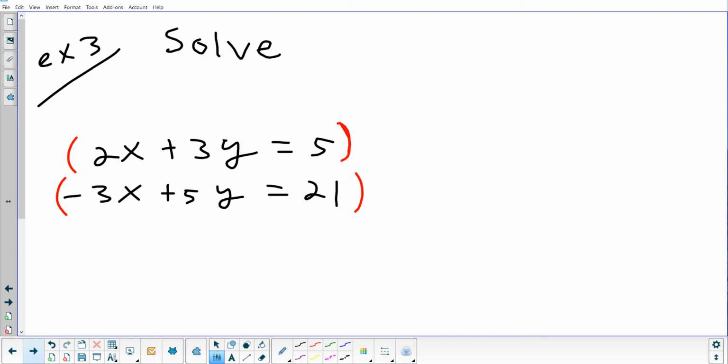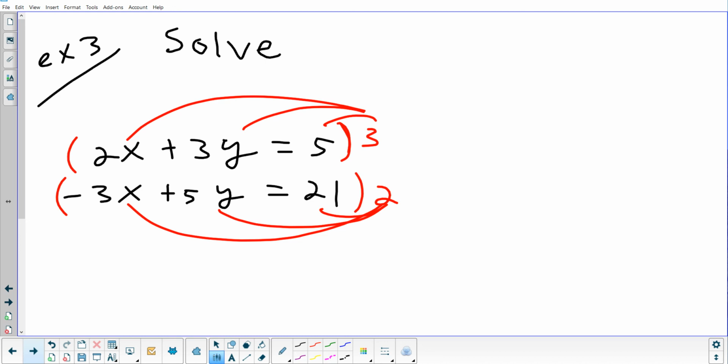3. And so now we've made the top equation a 6 in front of x. So you want the bottom equation to be a negative 6. So what could you multiply the bottom by? 2. So remember, that's a distributive property to everything. So let's do that out and see what we get.